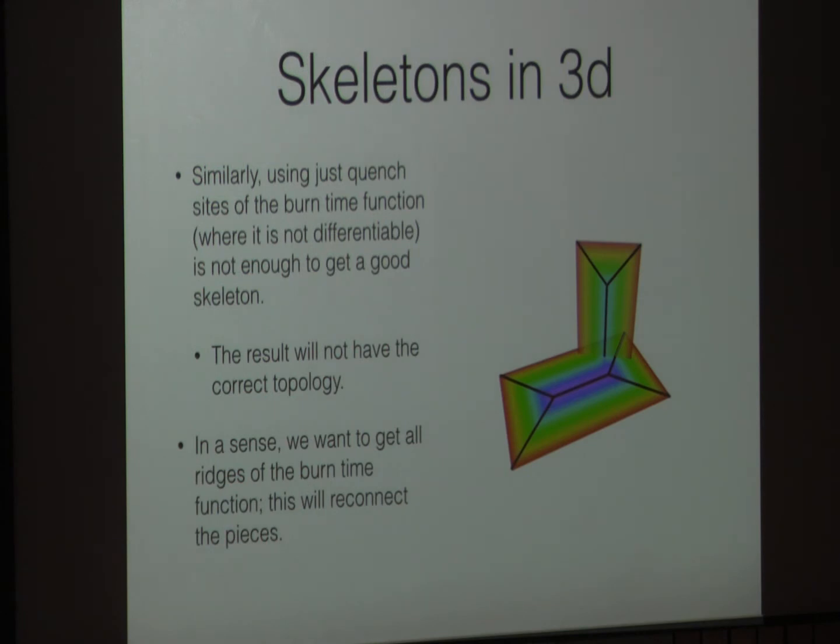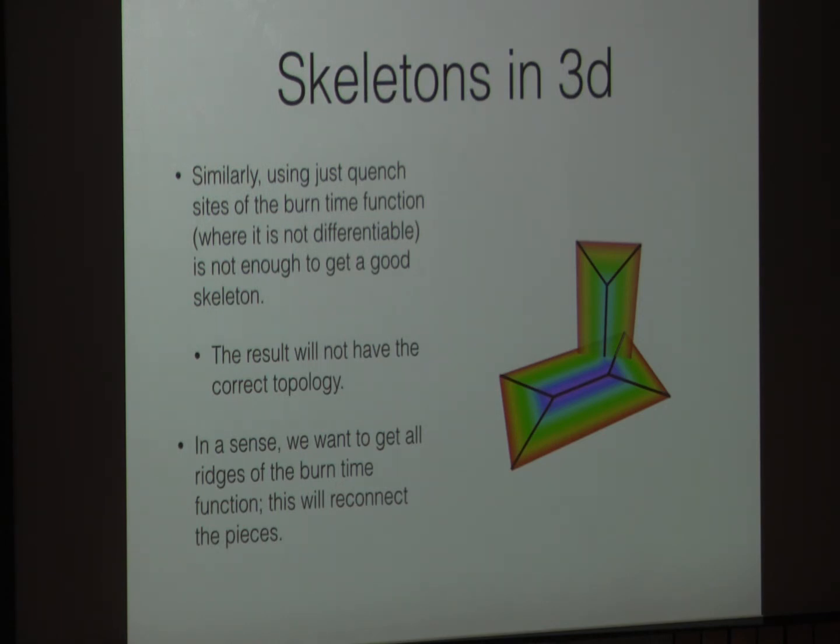So really what we were after was a skeleton. And the first idea we had was sort of do the medial axis thing, right? Let's look at the quench sites. Let's look at where two fronts on the medial axis burning hit each other. So that has an immediate problem. If you look over here, the black things are the quench sites and it's disconnected. I need topology. Very important. So that was no good.